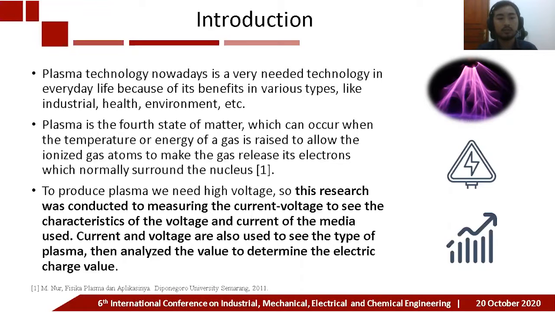And then to produce plasma, we need high voltage. So this research was conducted to measure the current and voltage to see the characteristics of the voltage and current of the media used to make a plasma. Current and voltage are also used to see the type of plasma. Then we analyze the values to determine the electric charge value.